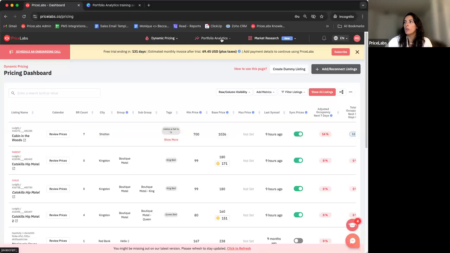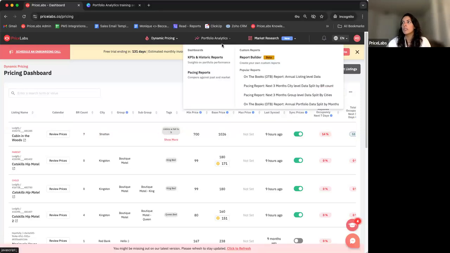So when you click on portfolio analytics, the dropdown is going to give you two options. Please ignore this right now. I'm in a demo account and that is not available to everyone else, but we do have a new feature coming. But for now, you're just going to see the two sections, KPIs and historic reports, and then the pacing reports. So today we are going to start with the KPIs and historic reports.